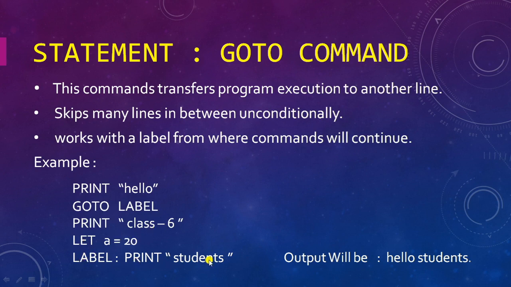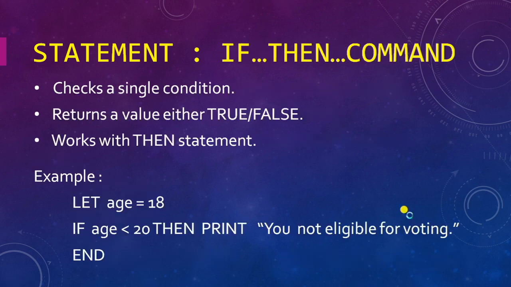And print students. So see, after this program execution, the output will be: first print hello, this hello will be there, and then students will be in the next line. Due to lack of space I could not show it, but students will be in the next line. So hello, and below it students. Understood? These lines will be skipped: print class 6 and then let a equals 0, because we have used this go to command. It will not come back here. After go to, execution starts from the label only, but after the label we don't have anything, so that will be the final output.